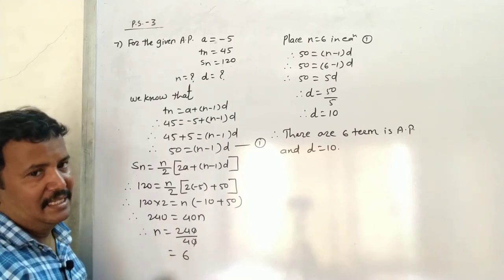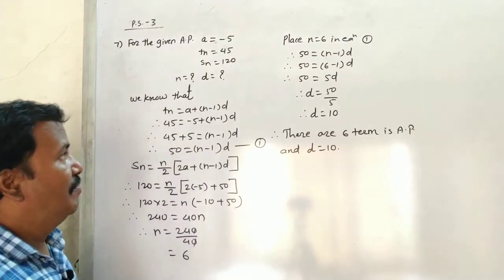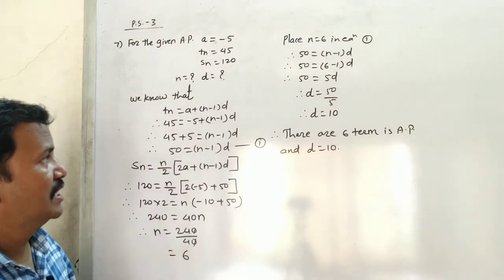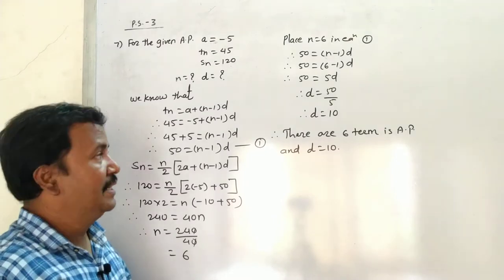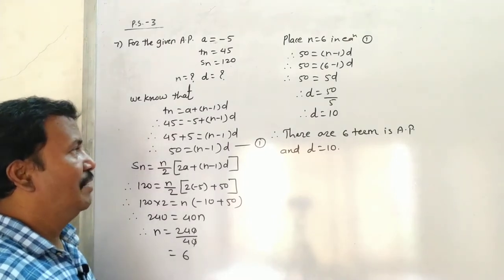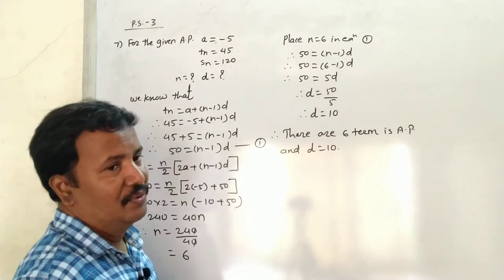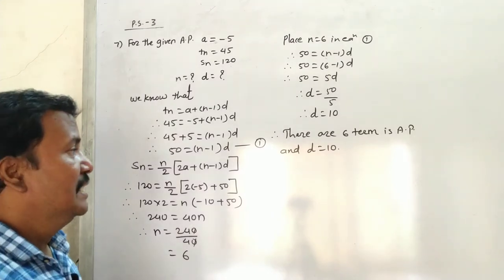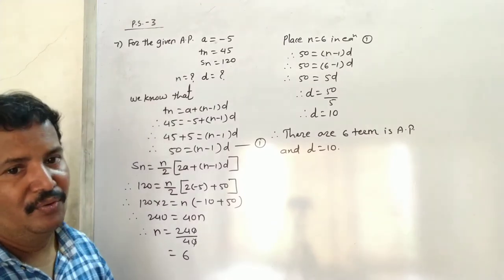n is equal to what? 6. Place n equal to 6 in equation number 1. 50 is equal to n minus 1 into d. So 50 is equal to 6 minus 1 into d. 6 minus 1 is 5, 5 into d, 5d. 50 is equal to 5d. So d is equal to 50 divided by 5, and d is equal to 10. Therefore, there are 6 terms in the AP and d is equal to 10.